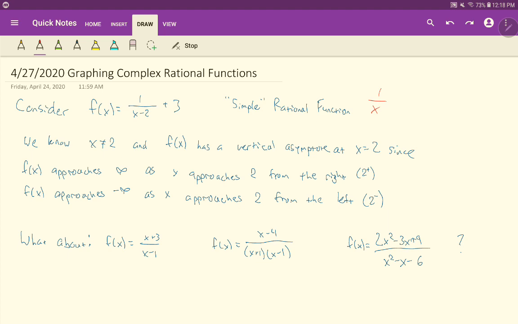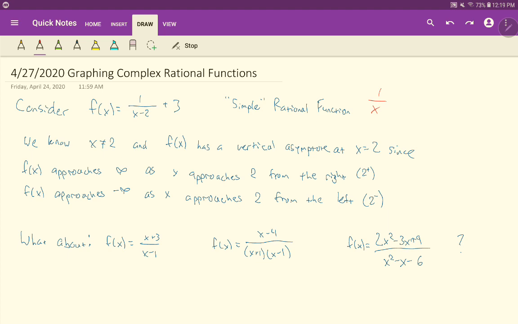Okay, one piece of information that we know about this, that we were talking about even before graphing these things, is that x can't be 2. And the reason for that is because f of x has a vertical asymptote at x equals 2, right? And so those things are connected. And why can't x be 2? Why does f have this vertical asymptote?